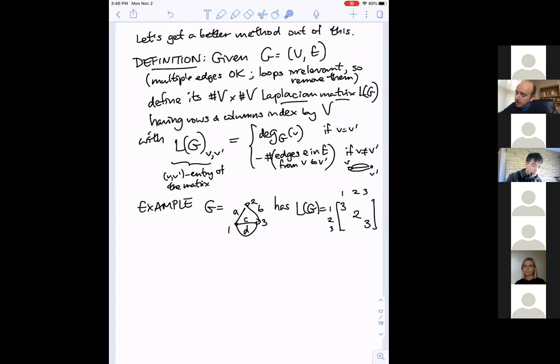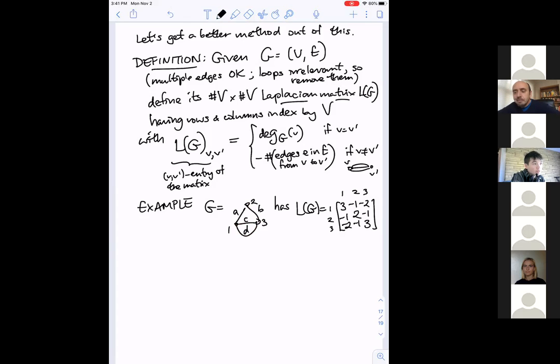And then on the off diagonal, like the 1, 2 entry, I just put minus the number of edges from 1 to 2. So that looks like a minus 1, which is also the number of edges from 2 to 1. It's a symmetric matrix. There's also a minus 1 in the 2, 1 entry. And then the 1, 3 entry is going to be a minus 2, because I see a couple of edges from 1 to 3. And the 3, 1 entry is also a negative 2. And the 2, 3 entry is going to be a negative 1.